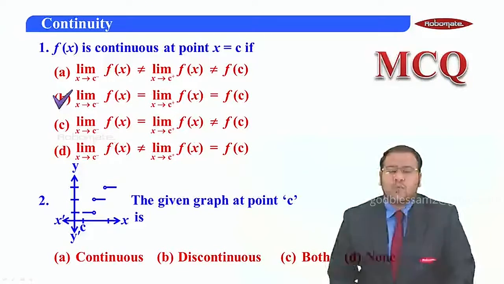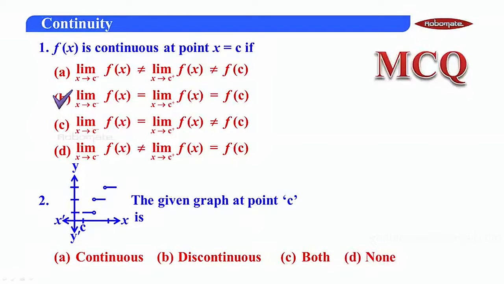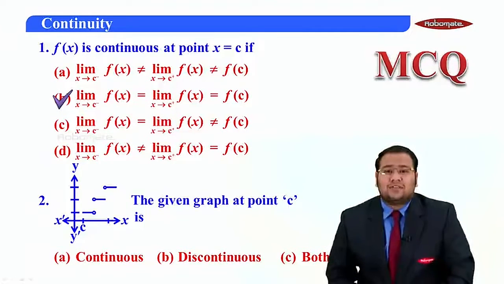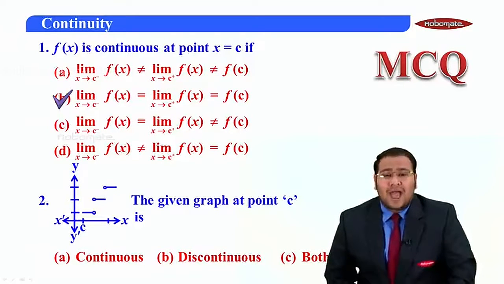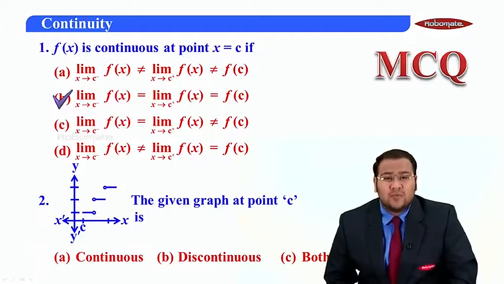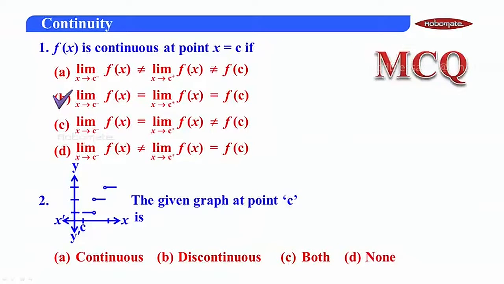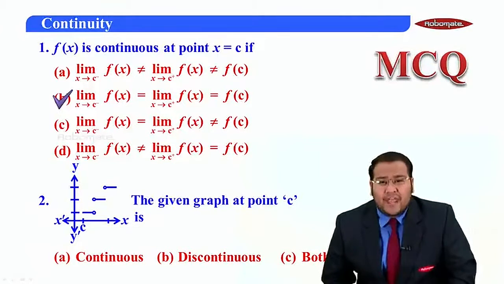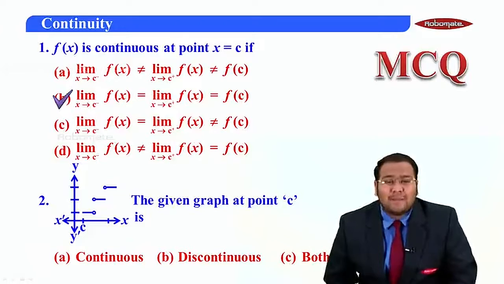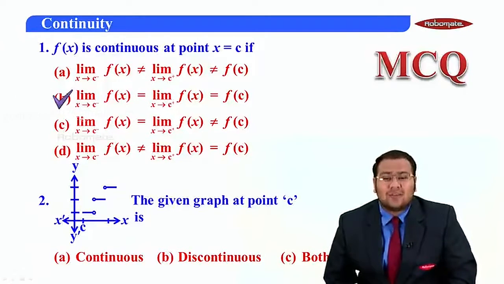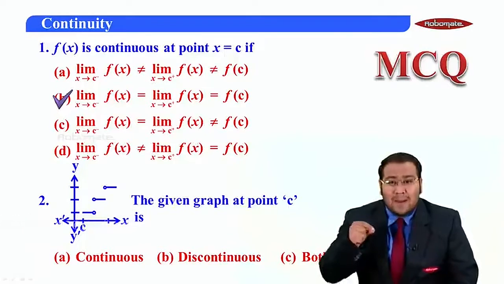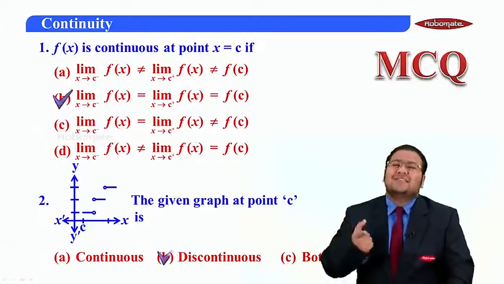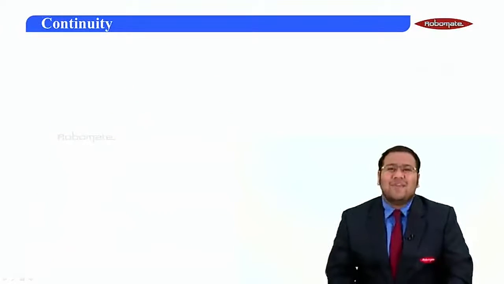Moving ahead, question number 2. If you observe this graph, it is being asked that the given graph at point c is what? Option A, continuous, B, discontinuous, C, both A and B, and D, none of the above. In this case, if you observe very carefully at point c, there is a gap in between the two lines. That is, while drawing this, you have picked up your pen or pencil. So it is discontinuous.